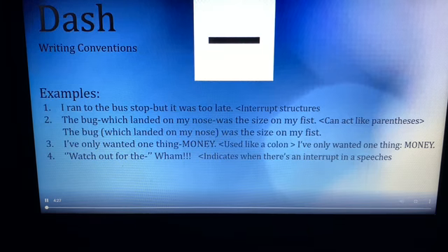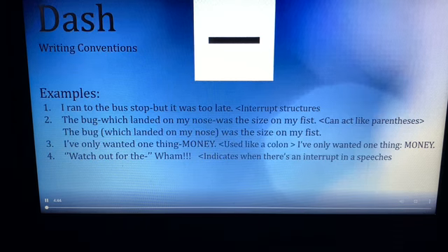Now the third one is like a colon. I've only wanted one thing, dash, money. So you could really replace it with a colon, but that's why we use the dash.